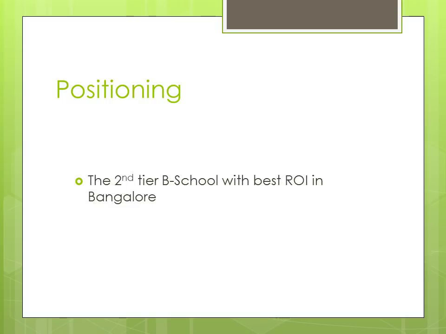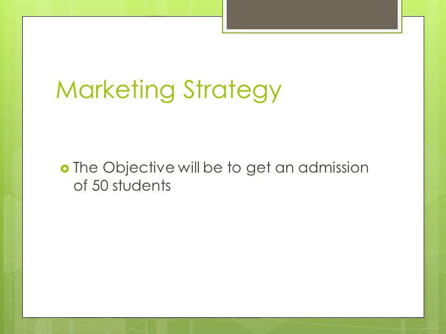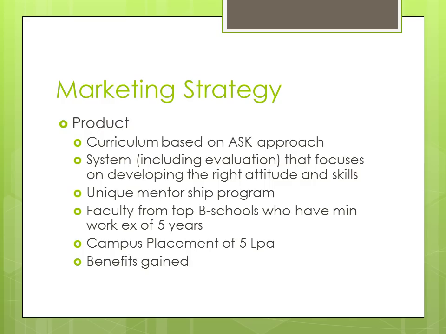Now, given this, as we've done the segmentation and the positioning, we set the objectives for the marketing strategy. So the B school is just starting. So the objective, in its first year, is to get an admission of 60 students. And it's a pretty plain and simple objective. So now, given this background, let's look at the 4 P's.